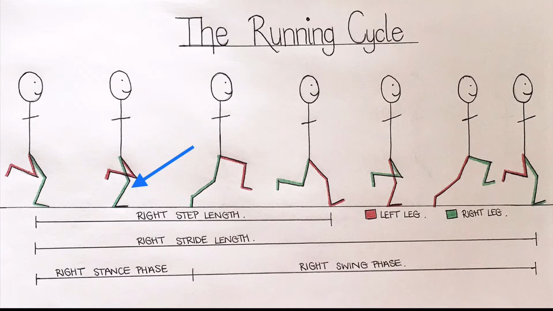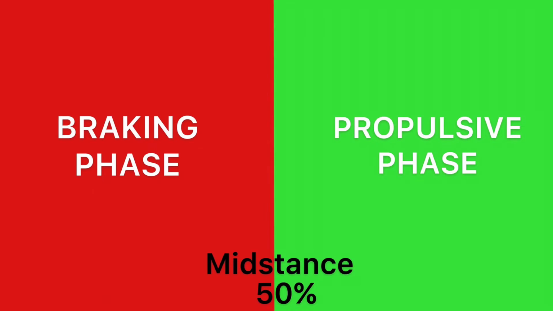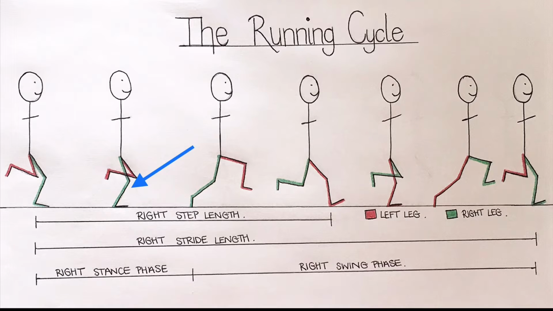Up to this point is known as the braking phase, which can also be known as the shock absorption phase. From this point onwards, in the stance phase, we know this as the propulsive phase. In running, we want to limit the braking phase and maximise the propulsion phase.